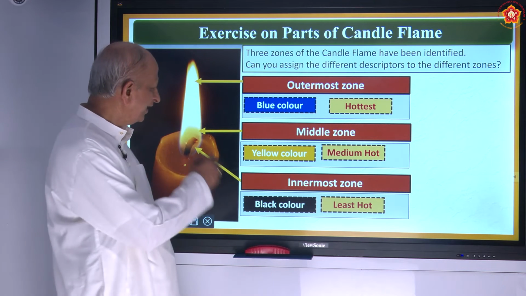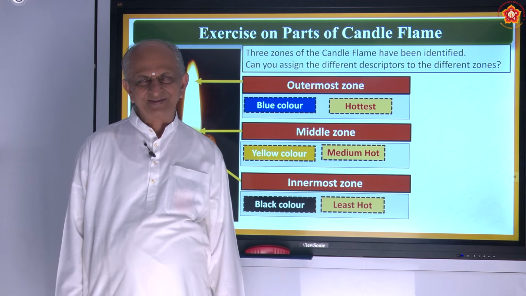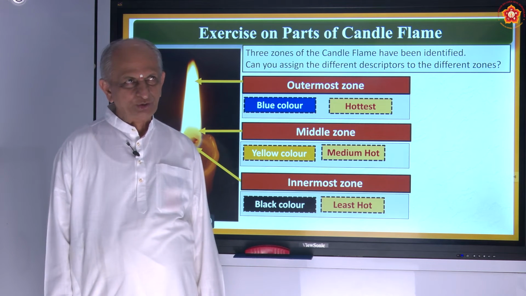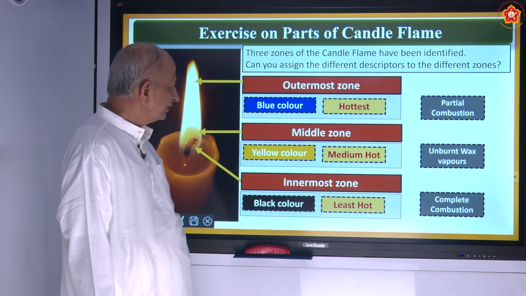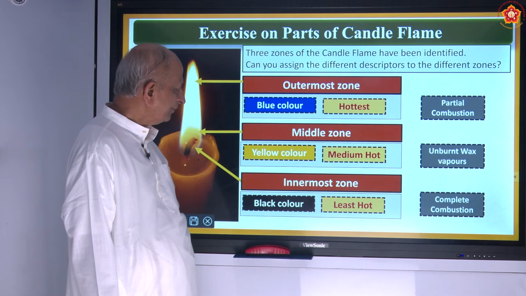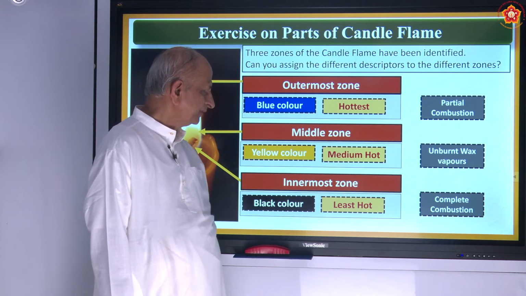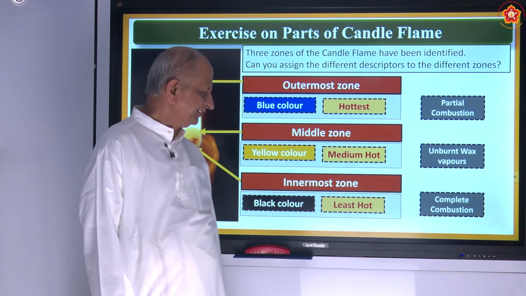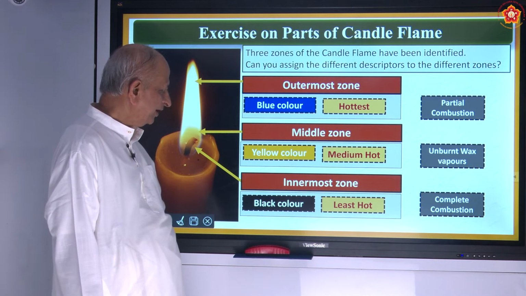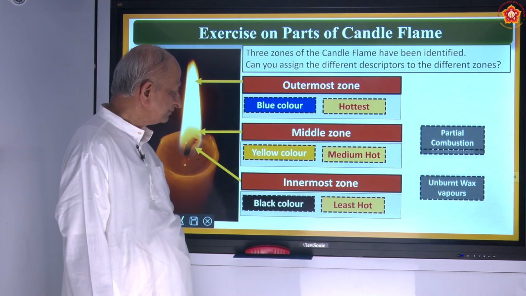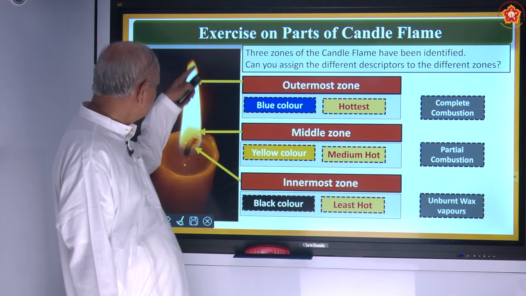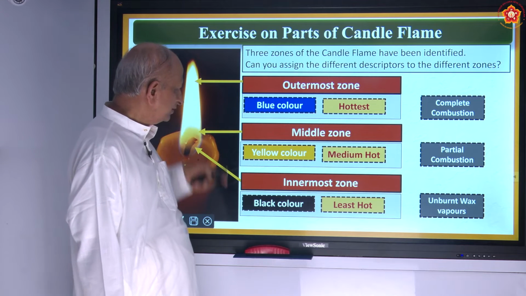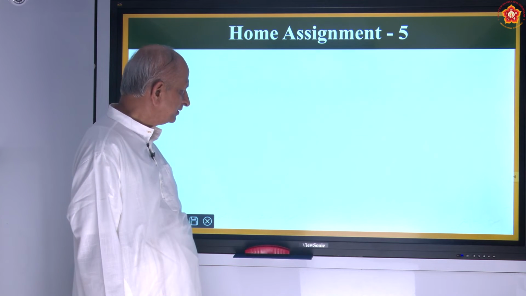So you can draw the diagram, practice the parts, and note the different zones. Now we will have one more interesting item. What type of combustion is it? Where do you get complete combustion? The outermost zone is complete combustion. Here it is complete combustion.